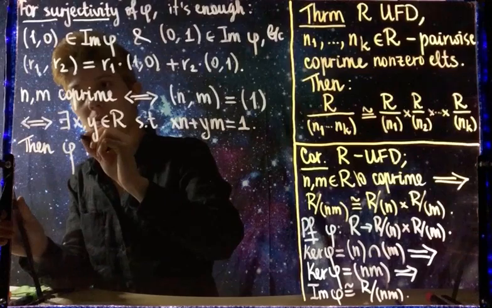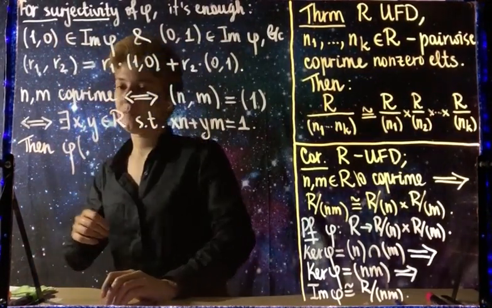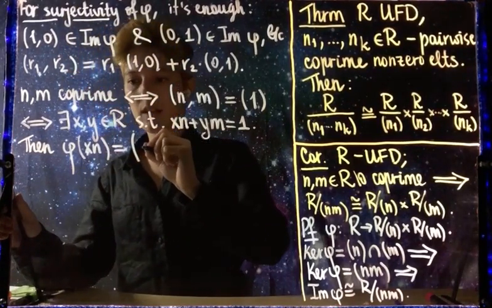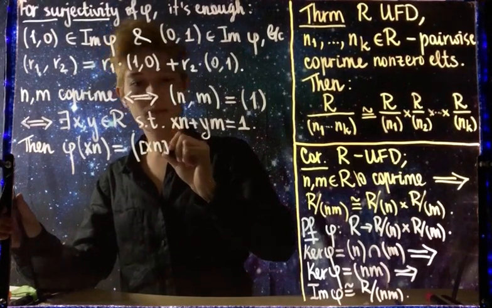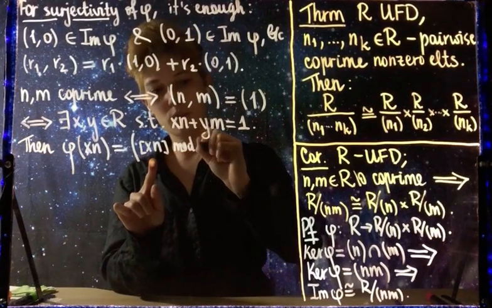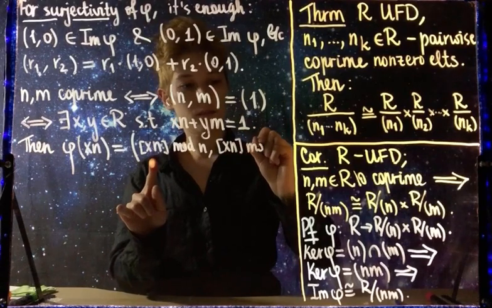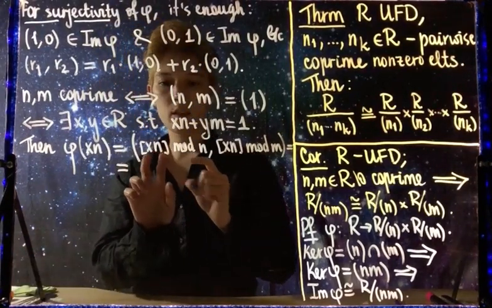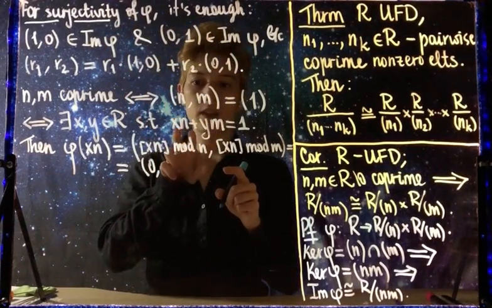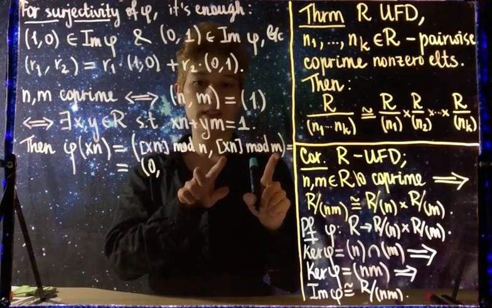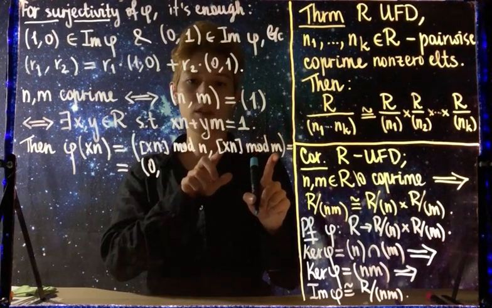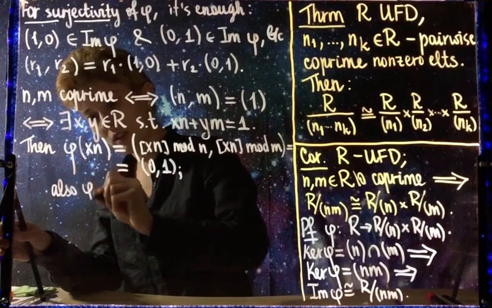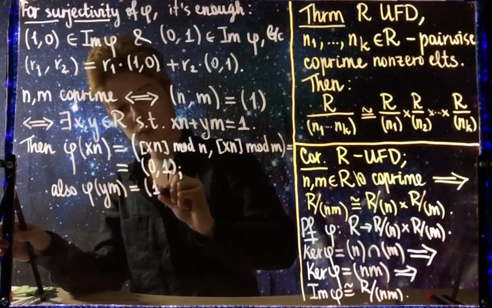Then let us evaluate phi at xn. It is equal to the class of xn mod n and xn mod m. And since xn is divisible by n, the first coordinate is equal to 0. And here we see that xn modulo m is equal to xn plus ym modulo m. And this is equal to 1, so we get (0, 1). And also phi of ym is equal to (1, 0).